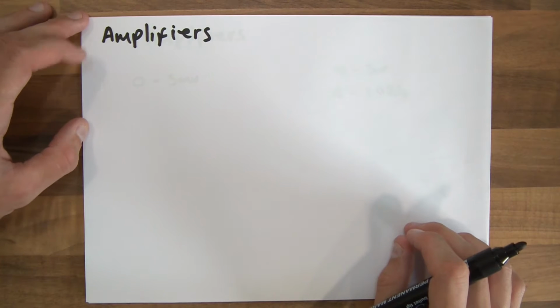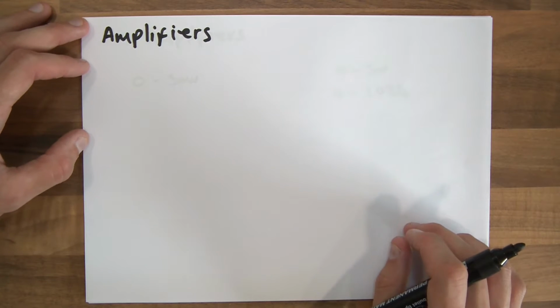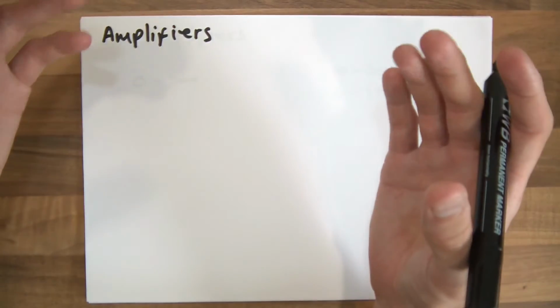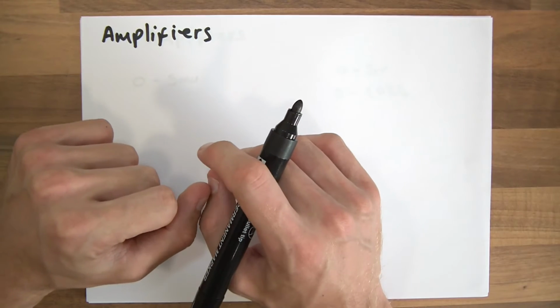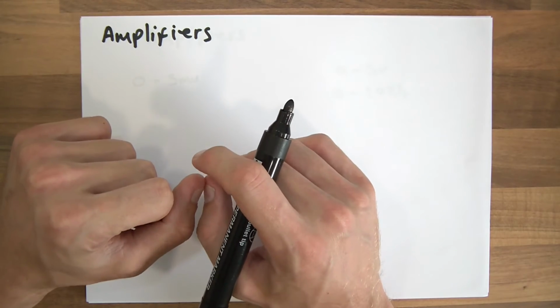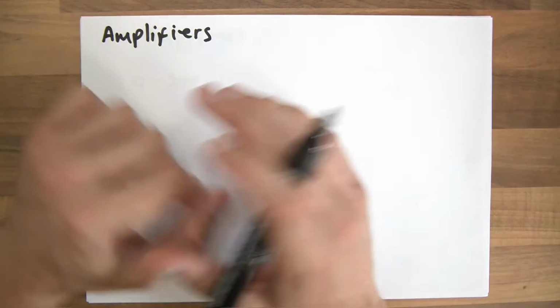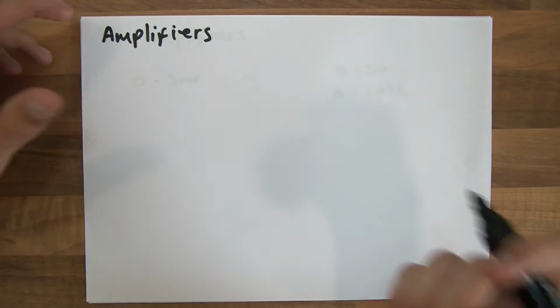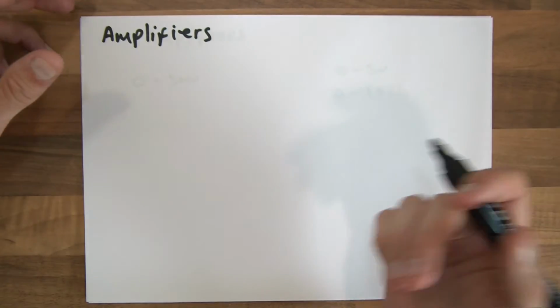So to start with, what is an amplifier? Well, an amplifier is something which basically magnifies or amplifies a voltage. So it gets a voltage and it makes it bigger. Put very simply, that's what an amplifier is. But why would you want that?